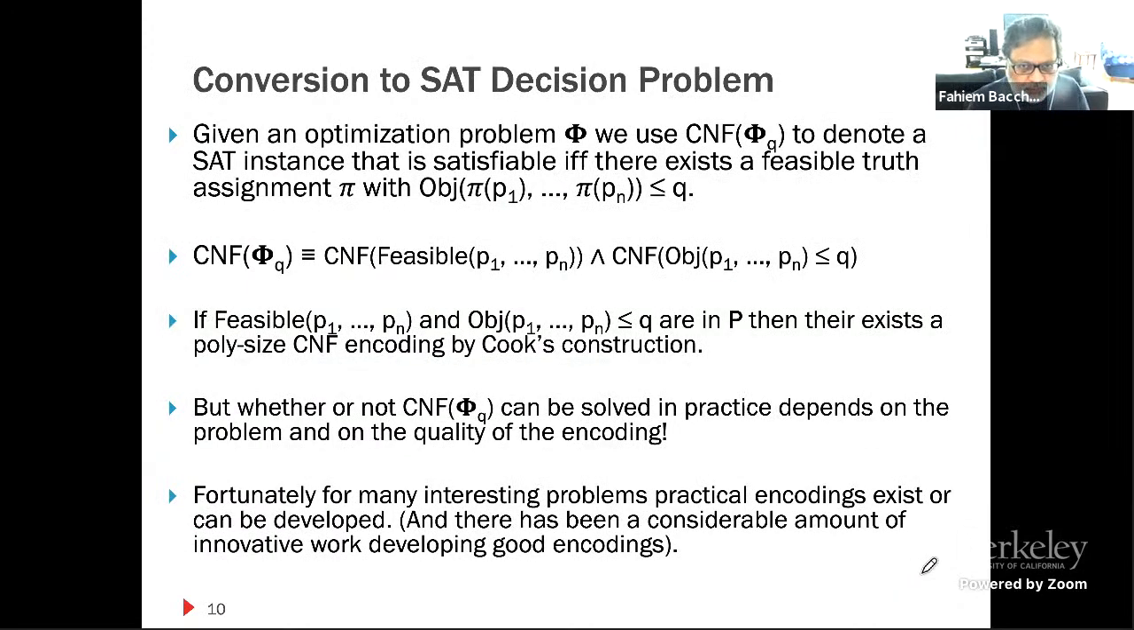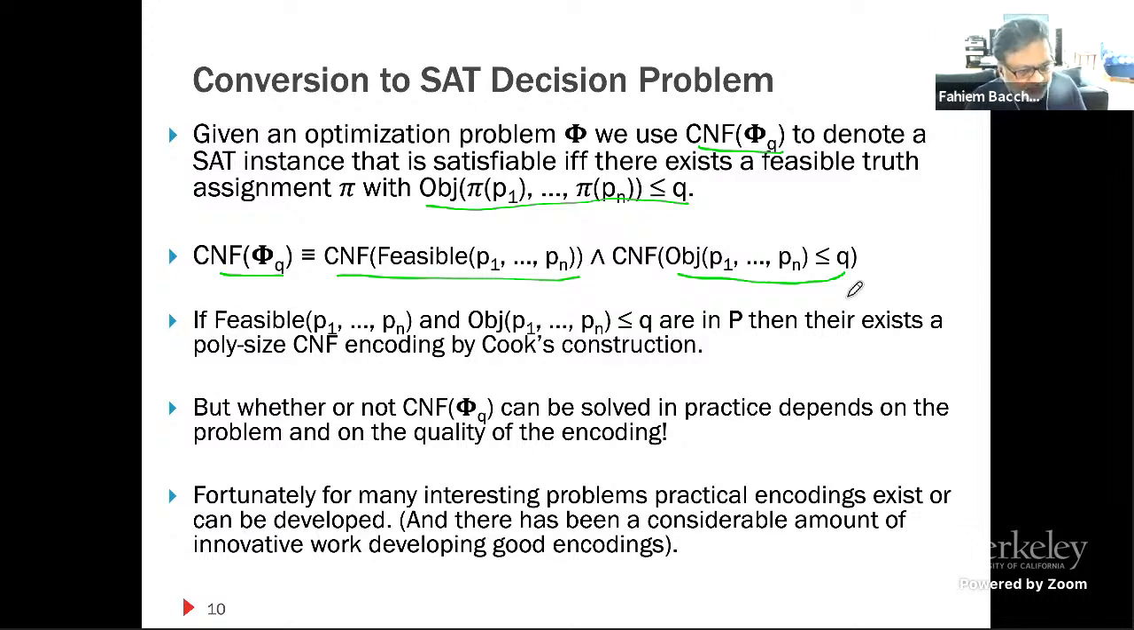Now, if you have an optimization problem of this sort, what we're going to do is use this notation, the CNF of phi at Q, to denote the SAT instance, which is the SAT decision problem, which is satisfiable if and only if there exists a feasible truth assignment whose objective value is less than or equal to Q. So then the CNF conversion of this decision problem is just you convert the feasibility function to CNF, and you convert this assertion that your objective function is less than or equal to Q to CNF.